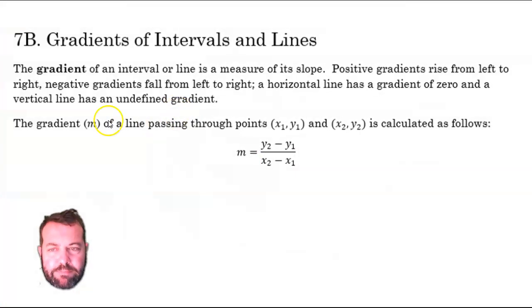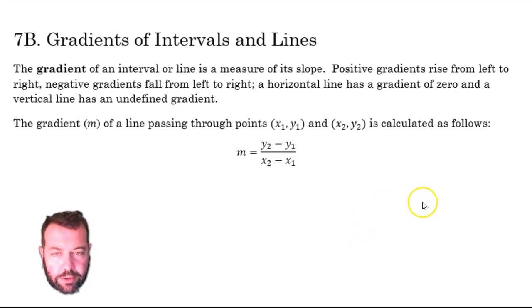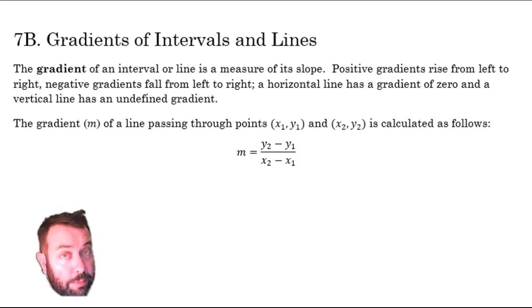So, the gradient of a line is a measure of its slope. We know that positive rises from left to right. We have a formula here for the gradient, y2 minus y1 over x2 minus x1, the rise over the run, if you like. Now, I mentioned in the last video, with the distance formula, it doesn't matter too much if you mix up the order of the x1 and the x2. With gradient, it very much does.